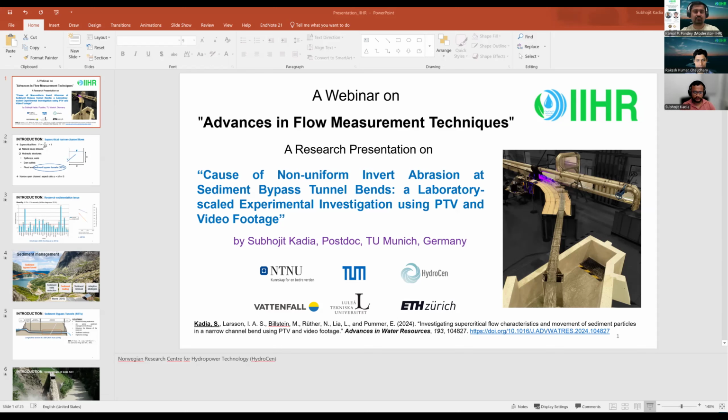So let's start with supercritical narrow channel flow. We know supercritical flow is where the ratio of inertia to gravity is more than one.